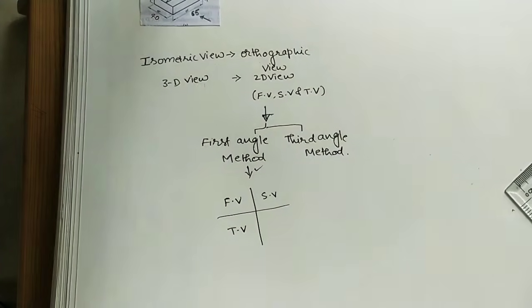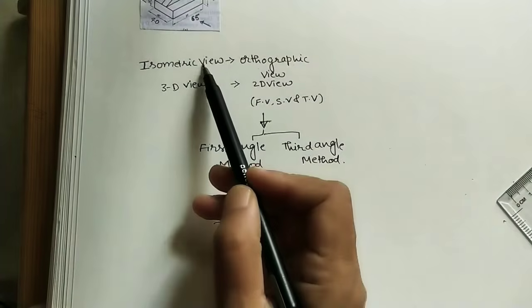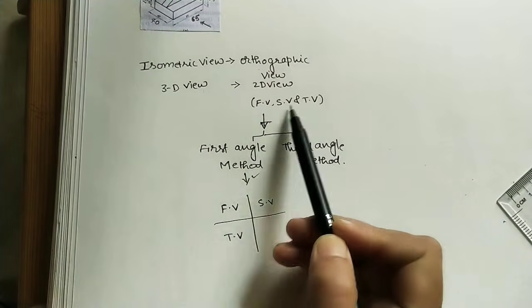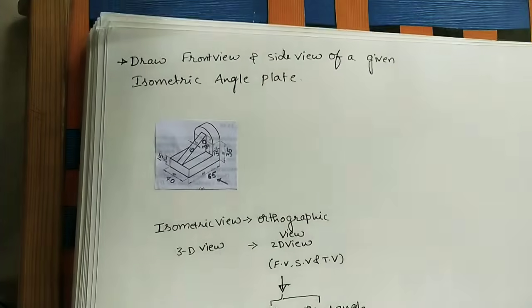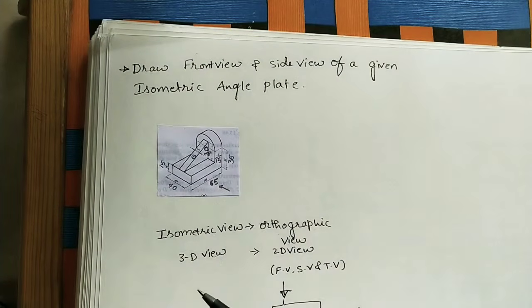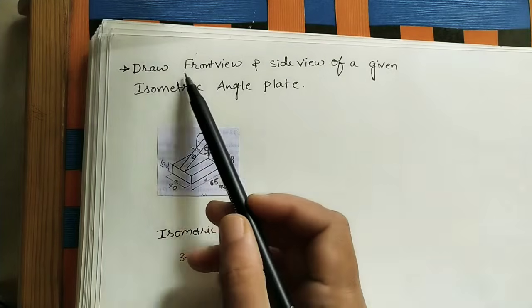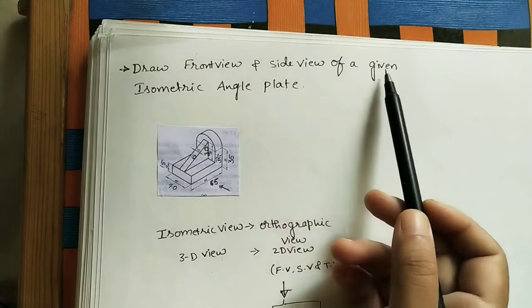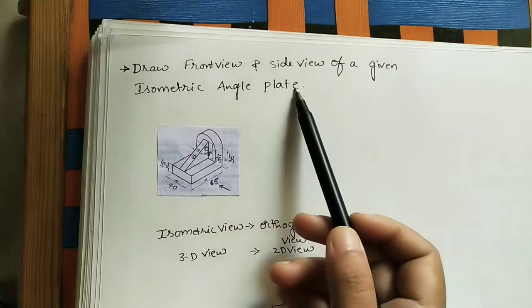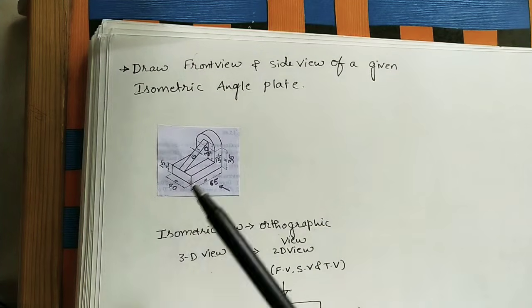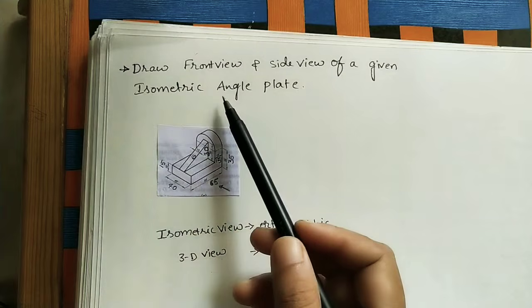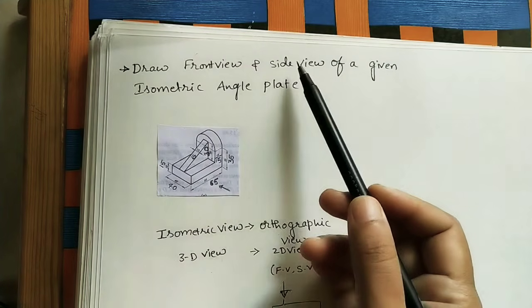Let us take the given question. In this question an isometric view has been given. We need to do these three views. These are the orthographic views. So here this is the given diagram. It is an isometric view. Draw the front view and side view of a given isometric angle plate. This is an angle plate. It is an isometric view. So for this isometric view, we have to do the front view and side view.